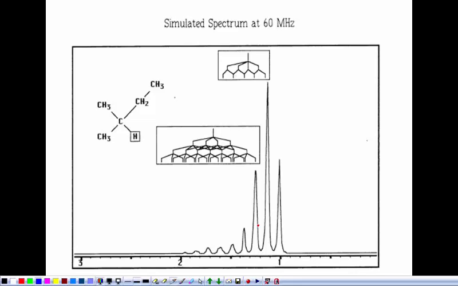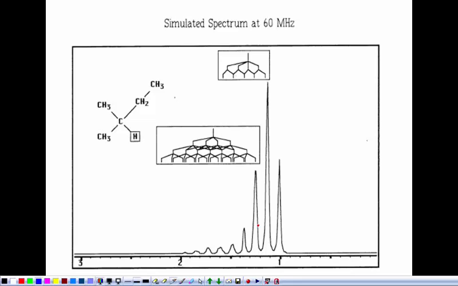So that's one of the reasons why people want to get higher and higher magnetic fields. So that's a complication, what we call a complication to splitting. There's another complication to splitting, and that is hydrogen exchange.